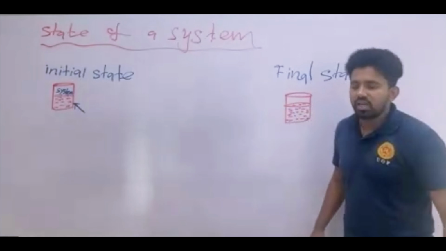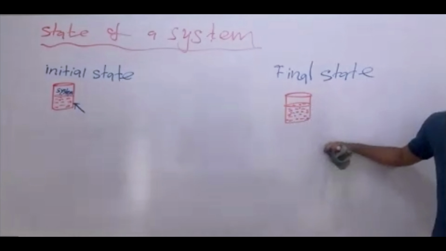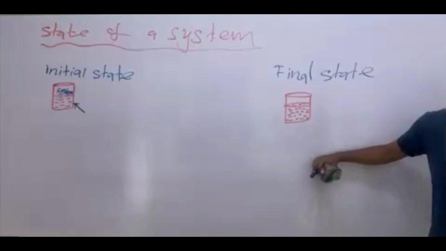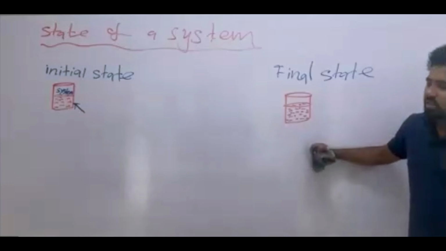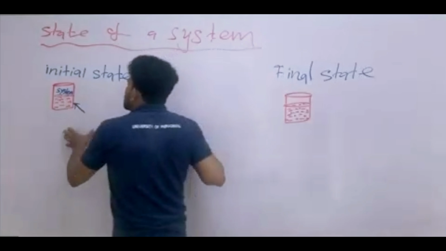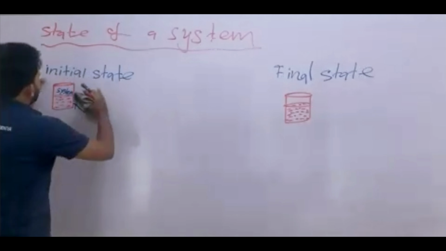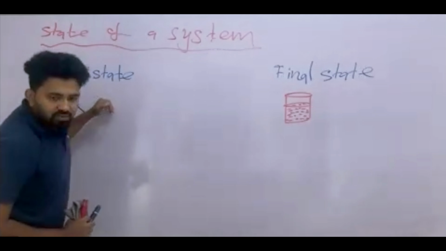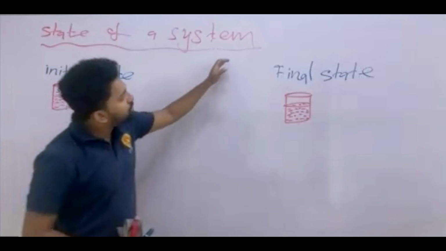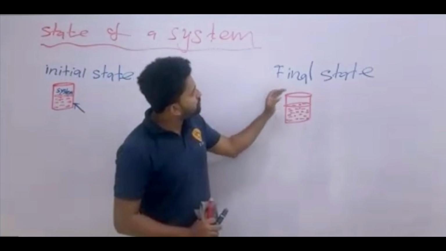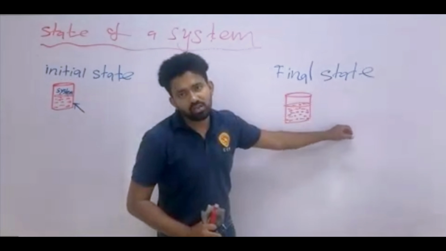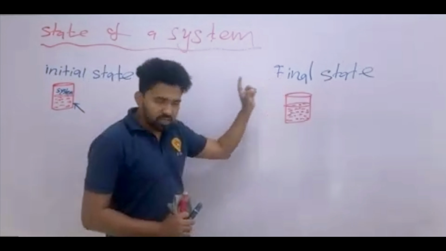We call that state the final state. The final state is how the system is after interacting with its surrounding. The initial state is how the system is before interacting with its surrounding. The final state is how the system is after interacting with its surrounding. So those are the two states.